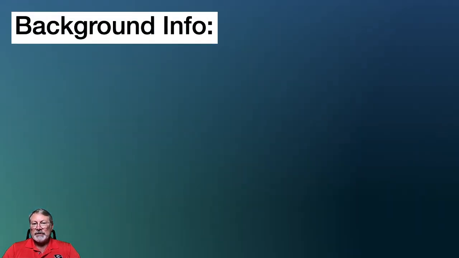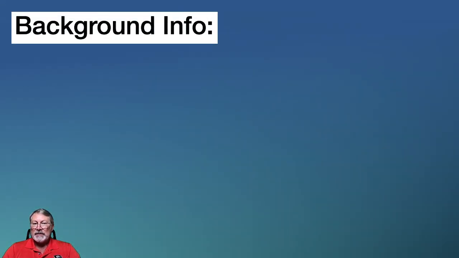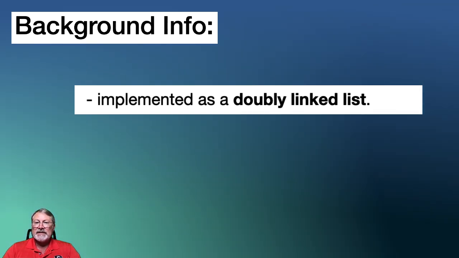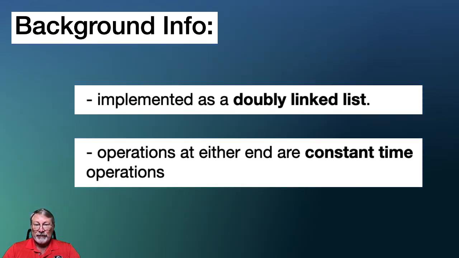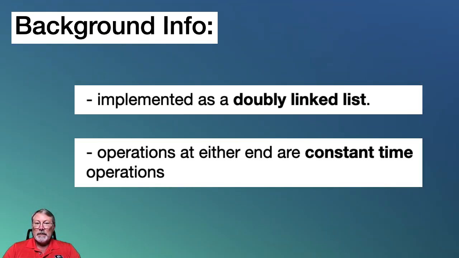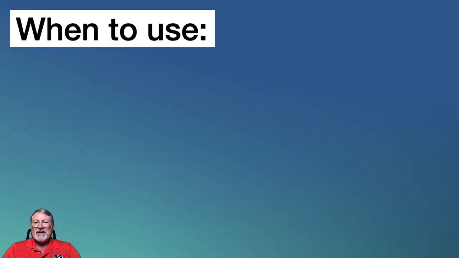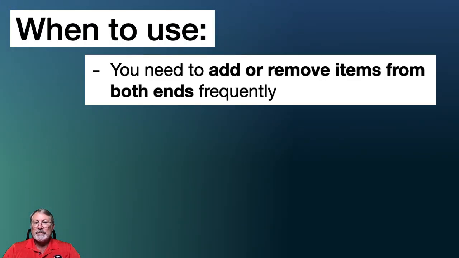Unlike Python lists, which are built on dynamic arrays, a deque is implemented as a doubly linked list. That's why operations at either end, like appendleft or popleft, are constant time operations, even for large collections. With lists, popping or inserting at the front is slower because it involves shifting all the elements. With deque, it's instant. Use deque when you need to add or remove items from both ends frequently.